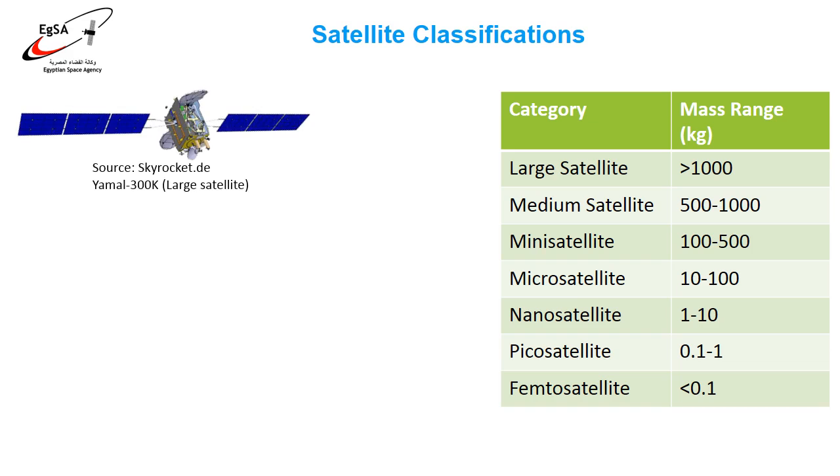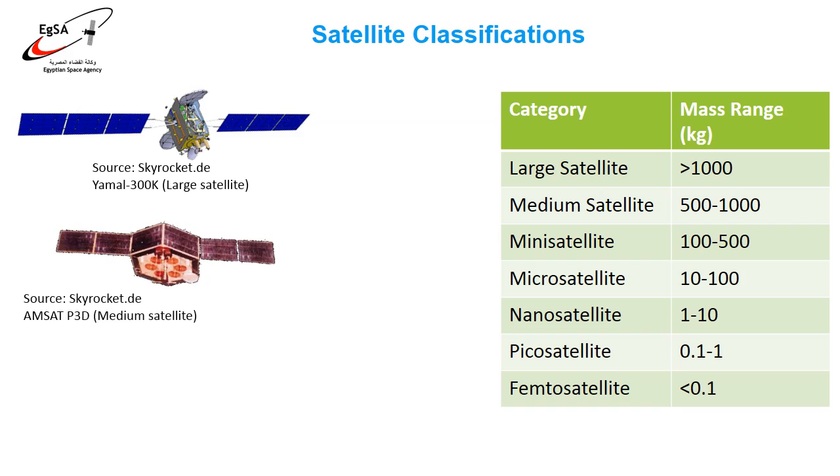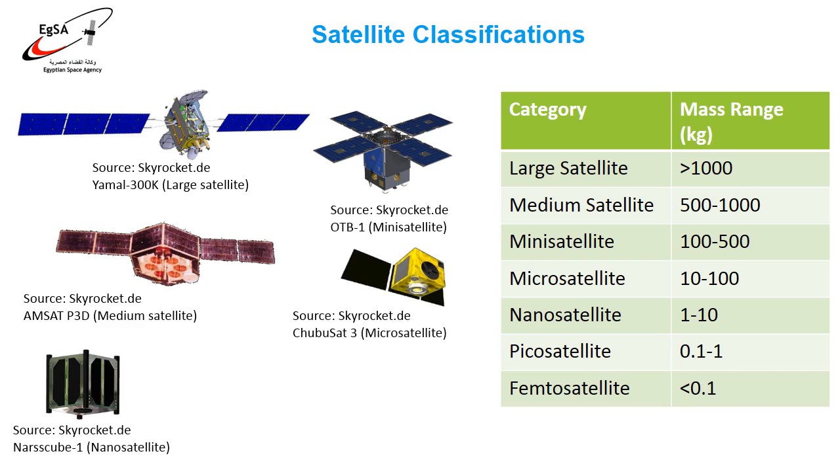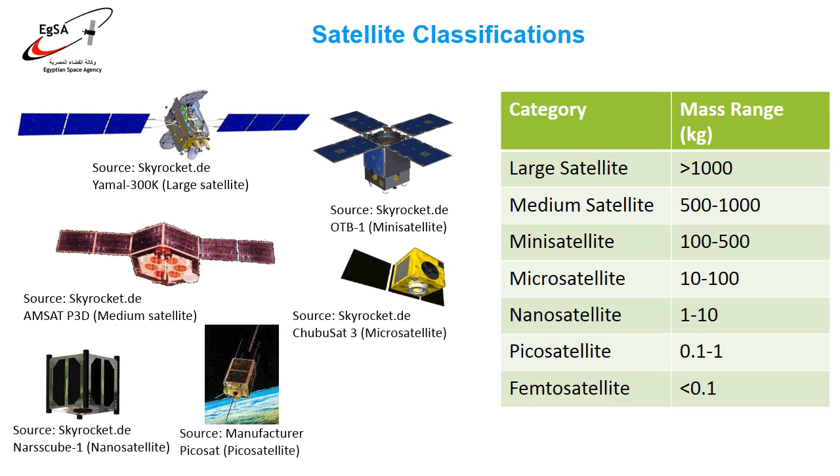Large satellites are over 1,000 kilograms, while medium satellites are between 500 and 1,000 kilograms. Mini satellites weigh between 100 and 500 kilograms. Microsatellites weigh between 10 and 100 kilograms. Nanosatellites weigh between 1 kilogram and 10 kilograms. Picosatellites range between 0.1 kilogram and 1 kilogram. Finally, the femtosatellites are below 0.1 kilogram.